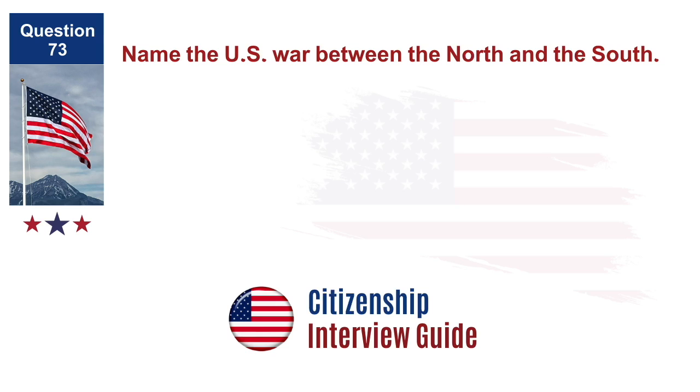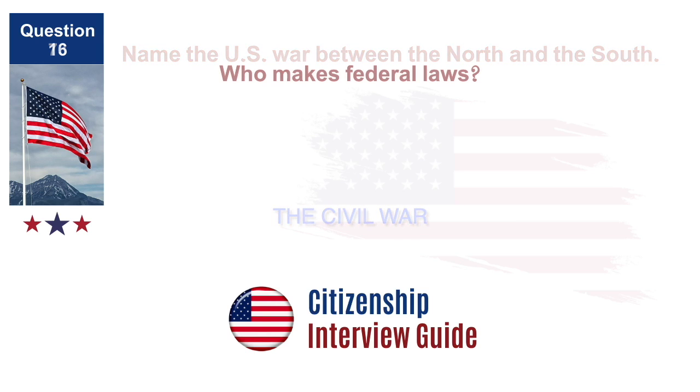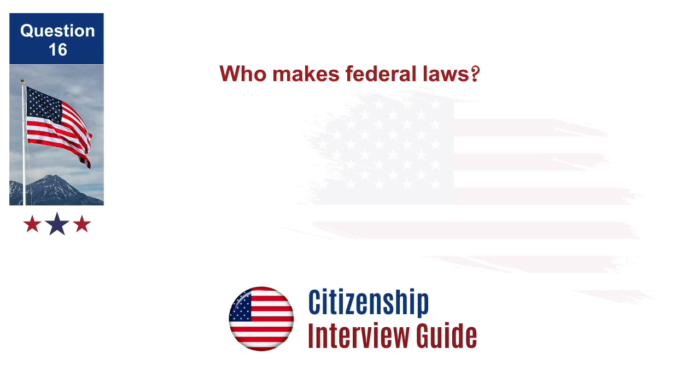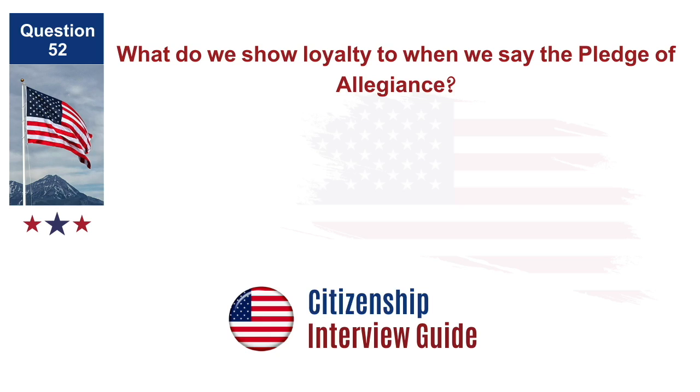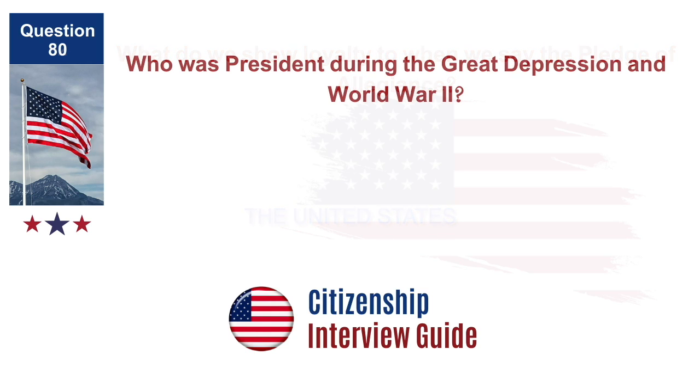Name the U.S. war between the North and the South. The Civil War. Who makes federal laws? Congress. What do we show loyalty to when we say the Pledge of Allegiance? The United States. Who was president during the Great Depression and World War II? Franklin Roosevelt.